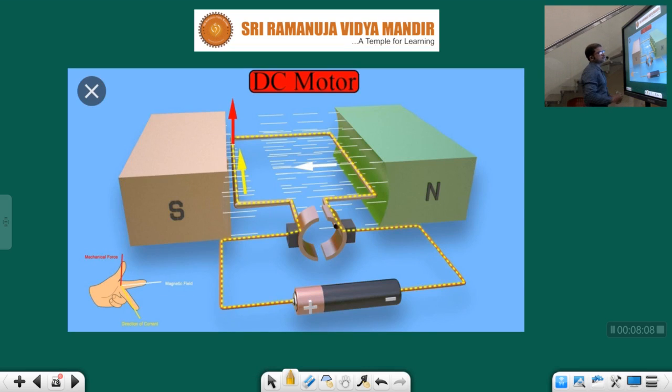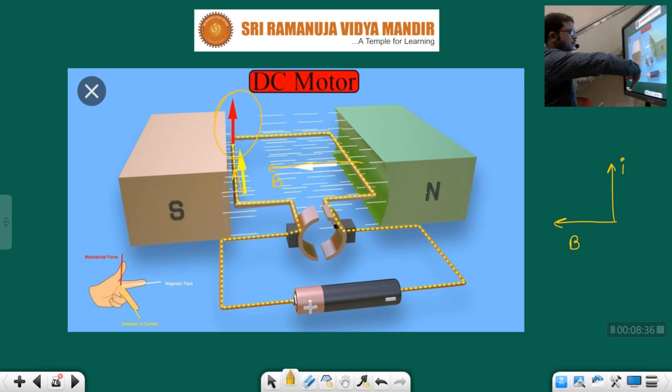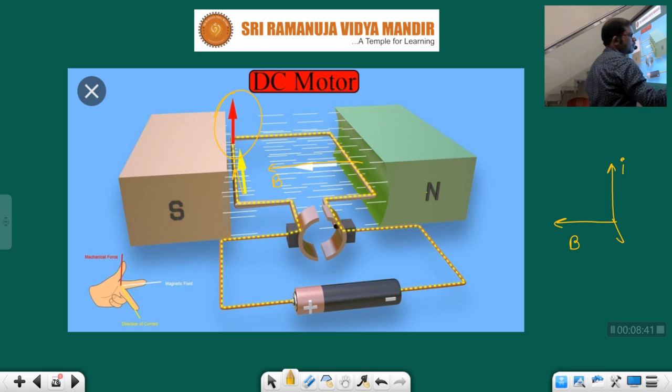See children, this is the working of a DC motor actually. This is the direction of magnetic field B, which is moving from north to south. Flux lines always move from north to south only. Next, this is the direction of current, in red color. Magnetic field, current direction, means force is away, which in this case is the upward direction, children.